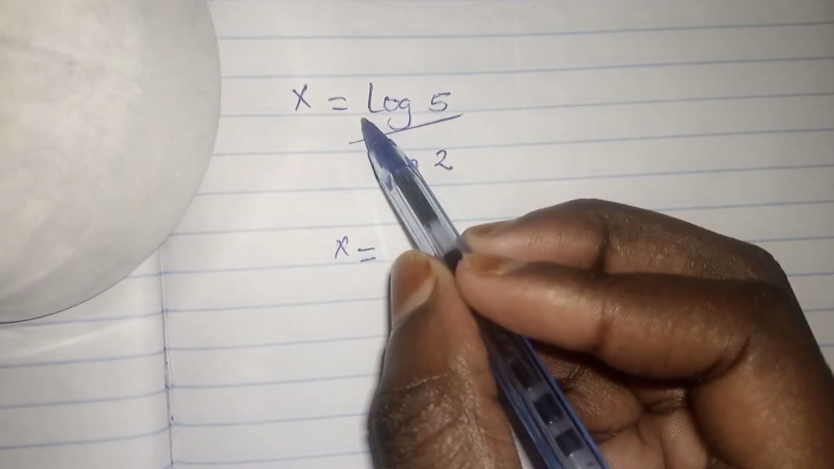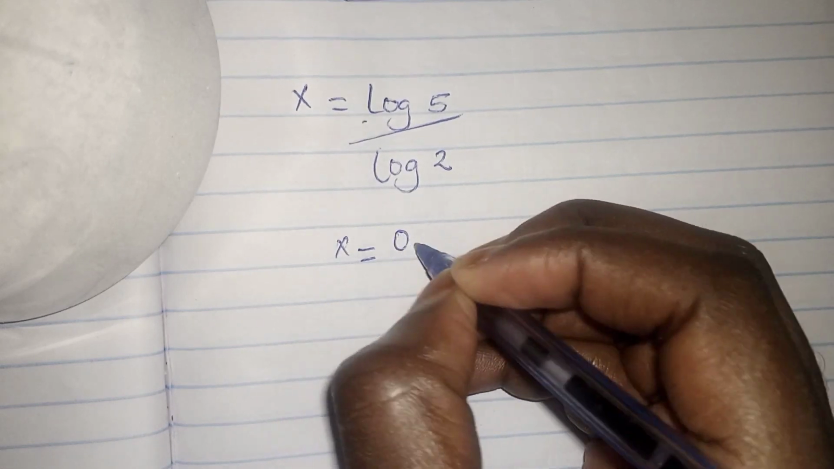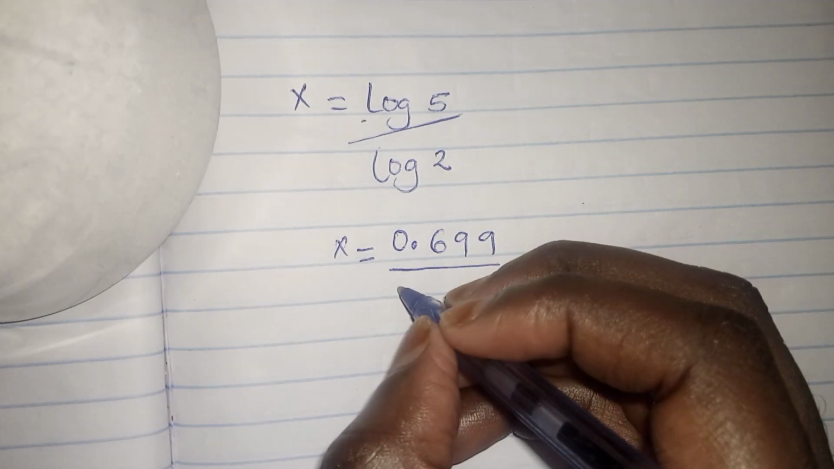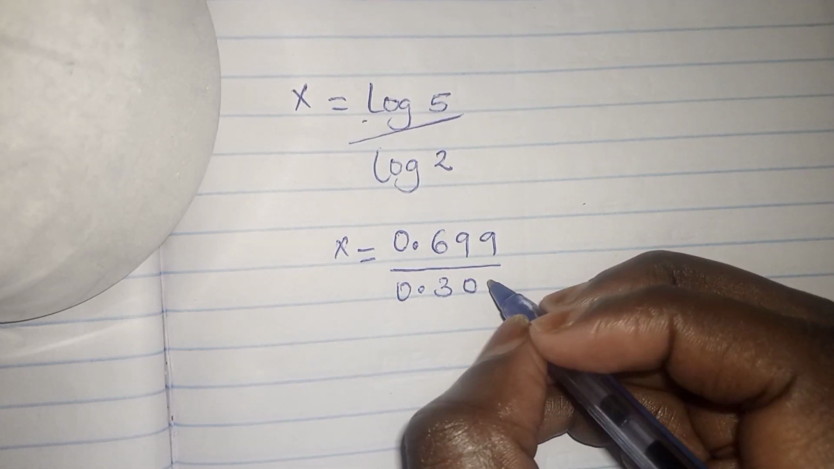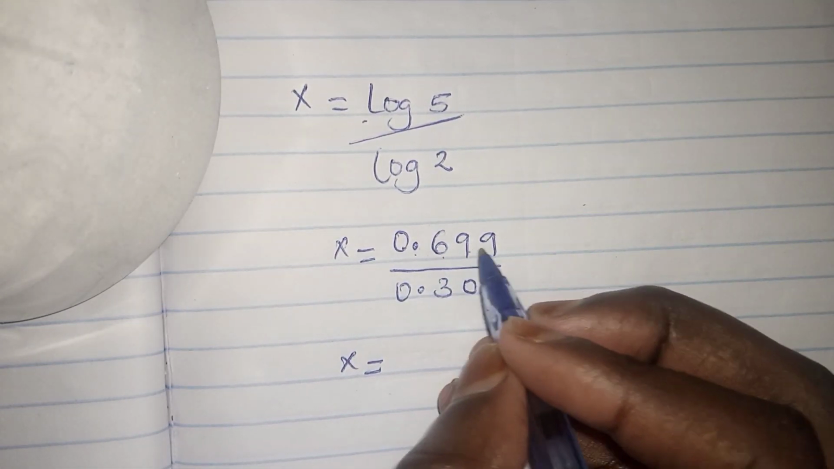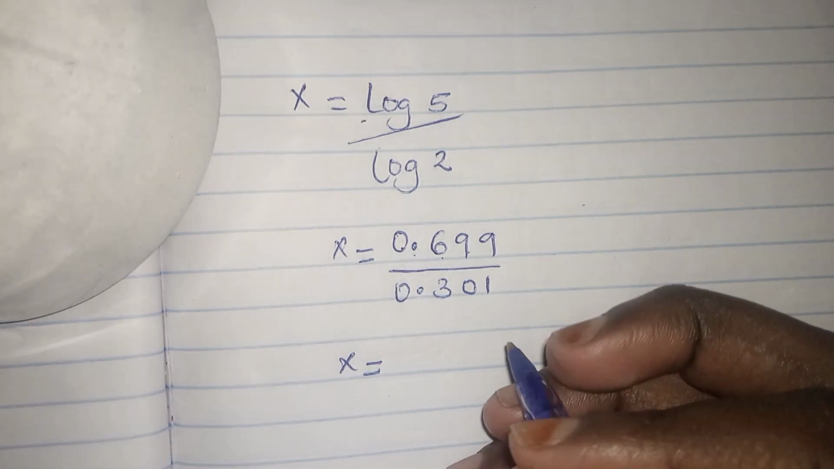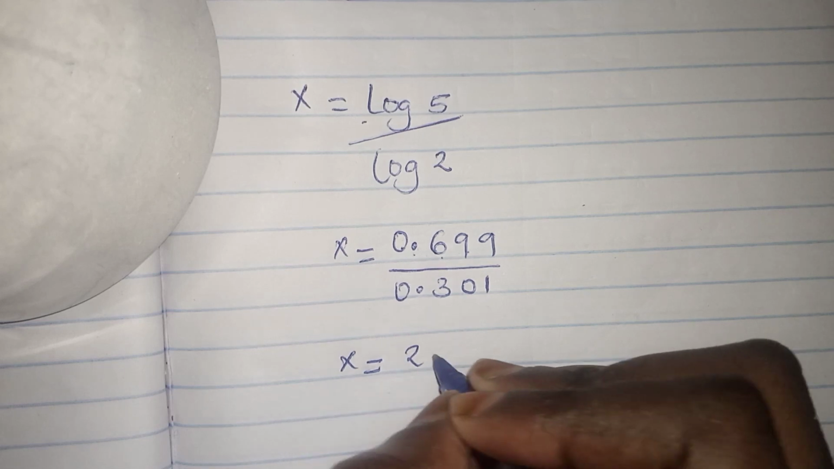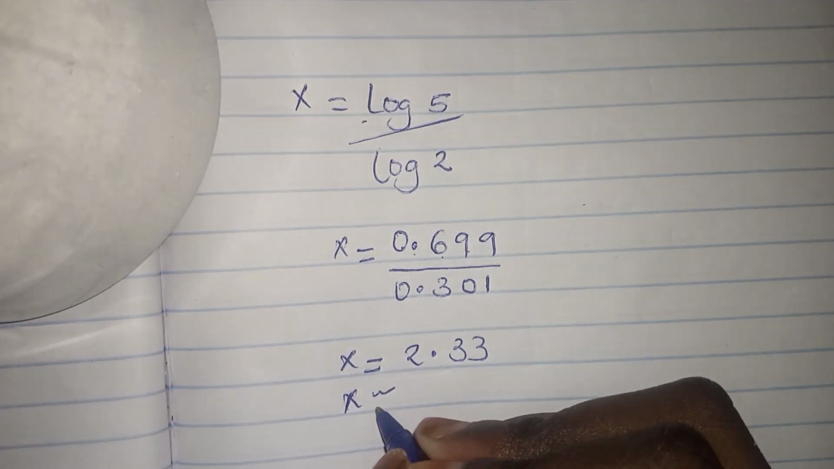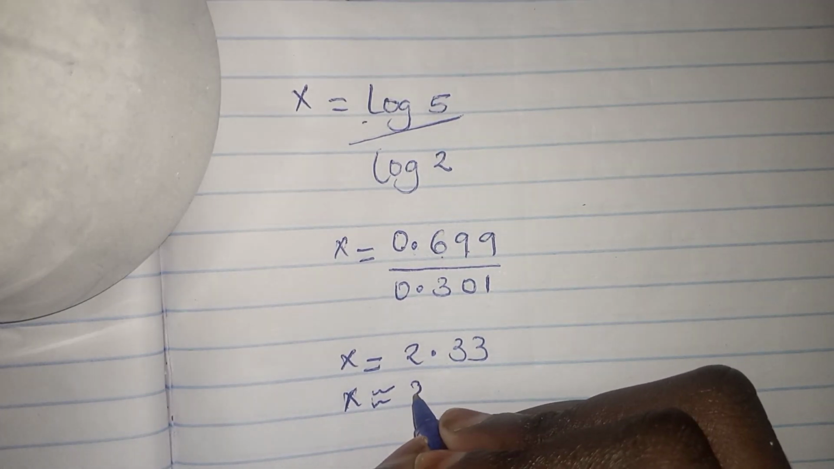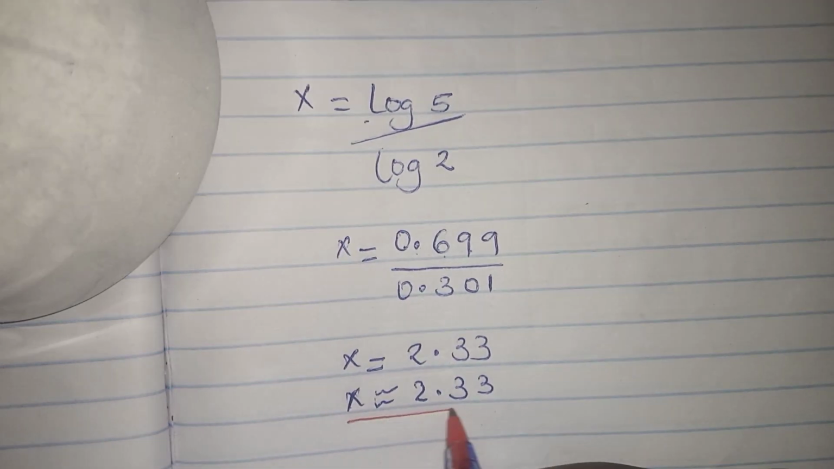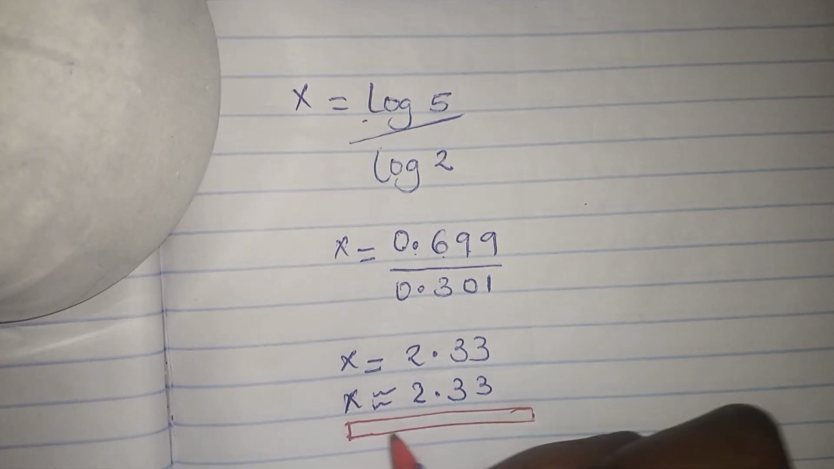x is equal to, using your calculator, log 5 is 0.699 divided by log 2, which using your calculator is 0.301. So x is equal to 0.699 divided by 0.301, x is equal to 2.32. So x is approximately equal to 2.32, and this is the final answer.